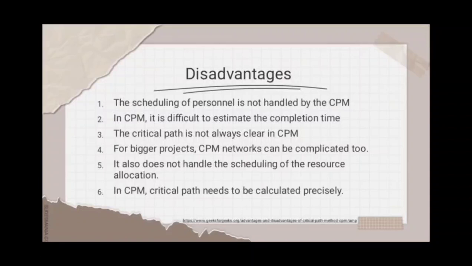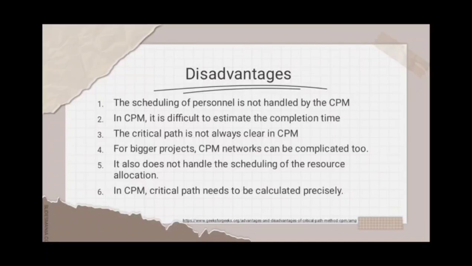The fourth one, for bigger projects, CPM networks can be complicated because of the numerous information that is inputted here. The fifth one, it also does not handle the scheduling of the resource allocation. Just like in the first drawback, CPM cannot handle all the things that are needed in the project. There is only a specific subject concerning the CPM.